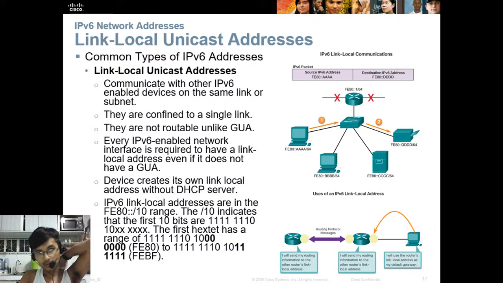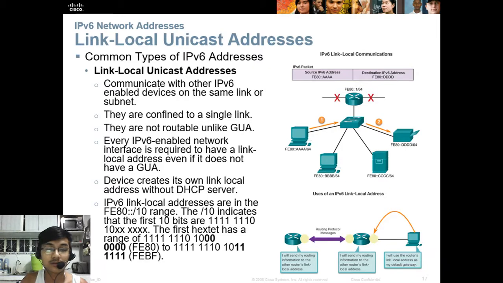Link local unicast addresses communicate with other IPv6 enabled devices on the same link or subnet. They're confined to a single link. They are not routable, unlike GUA. Every IPv6 enabled network interface is required to have a link local address, even if it does not have a GUA. Devices create their own link local address without a DHCP server.